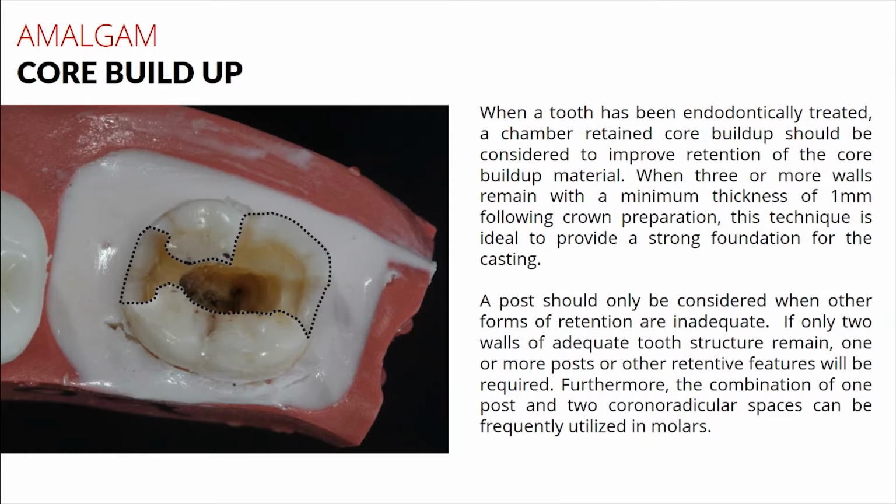One way in which we can do that is with this idea of a chamber retained core buildup. In our sim example, we are going to use amalgam, but you can certainly use other restorative materials and follow the same principles. When a tooth has been endodontically treated, a chamber retained core buildup should be considered to improve the retention of the core buildup material. So what you're looking for is multiple walls. Here we say 3 or more walls remaining with a minimum of a millimeter thickness of the tooth here to provide a solid foundation for the crown to sit on.